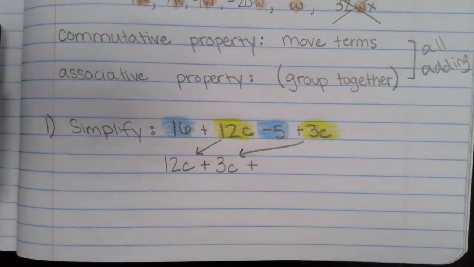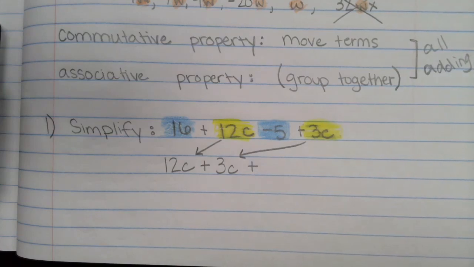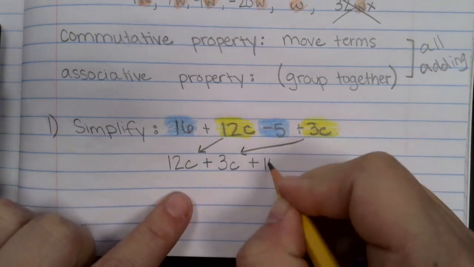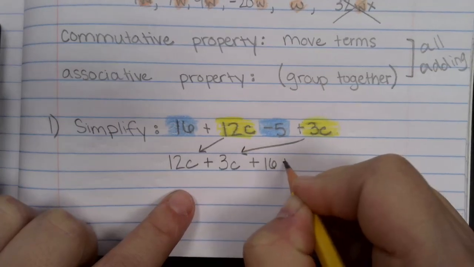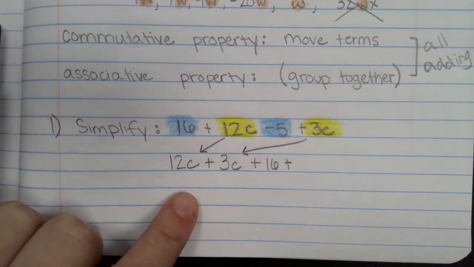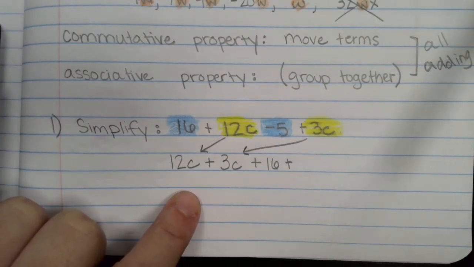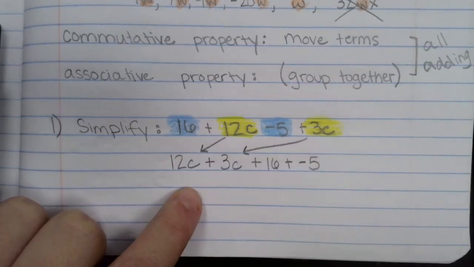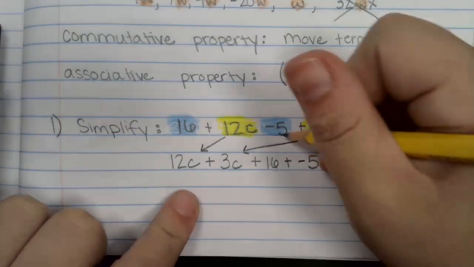Plus, now we're going to do our constants, our numbers without variables, because those are also like terms, because they have no variable parts. So 16, good. Plus, what's our other constant, our other like term? -5. Okay, with that whole -5 moved there.